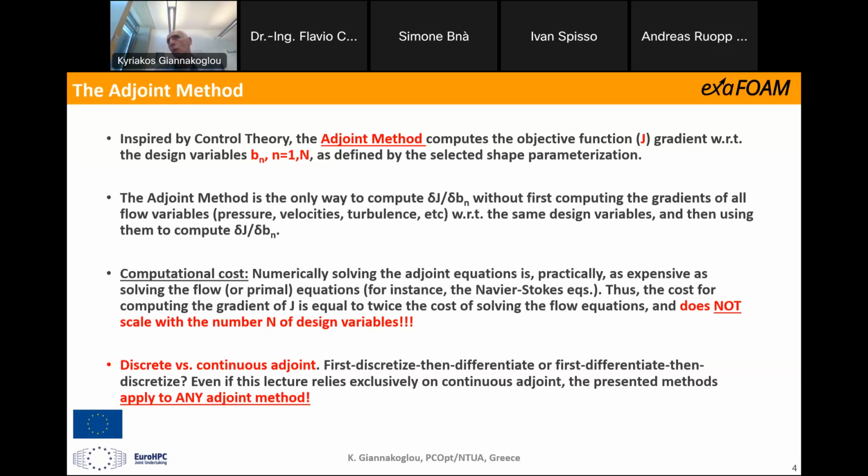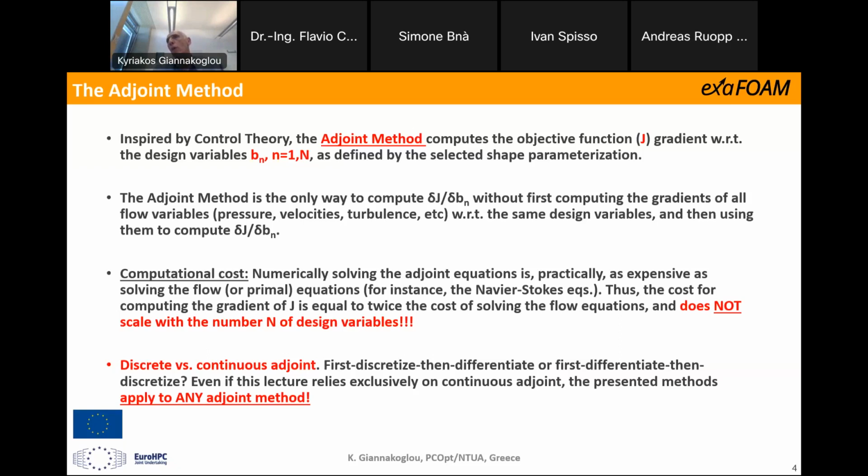What is the computational cost? The computational cost is the cost for numerically solving the adjoint equations, and this cost is practically equal to the cost of solving the flow or primal equations, for instance, the Navier-Stokes equations. So overall, if we want to compute the gradient of J, the cost is twice as high as the cost of solving the Navier-Stokes equations.